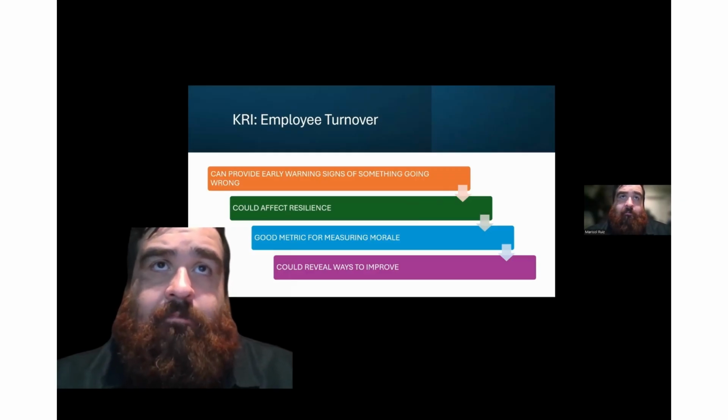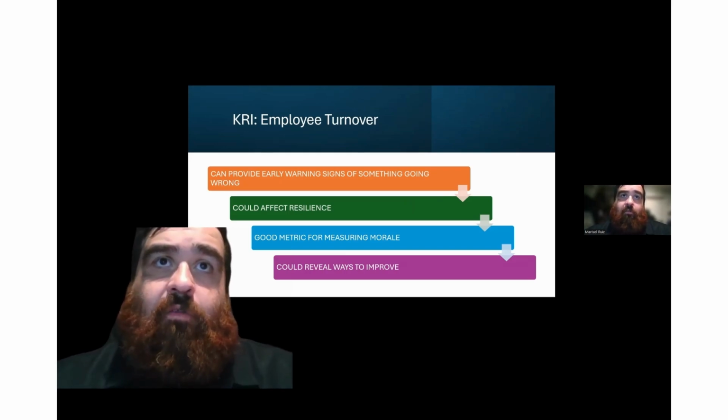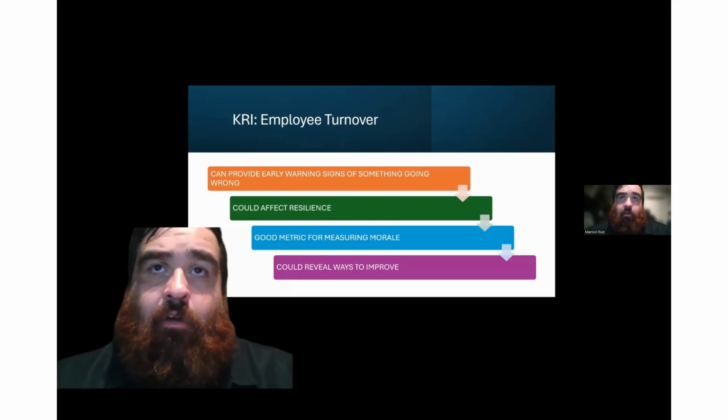The second key risk indicator that I'd like to discuss is the employee turnover rate, which measures how frequently employees leave the organization, whether it's voluntary or involuntary, over a certain period of time. To calculate it, you divide the number of employee departures by the average headcount and multiply it by 100.